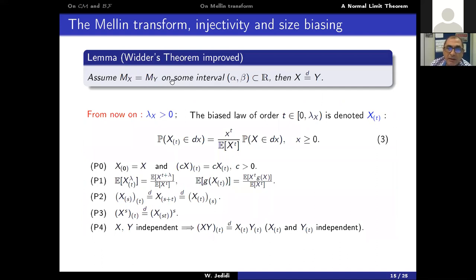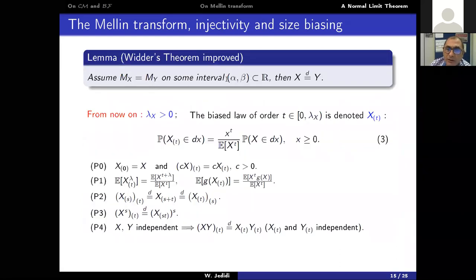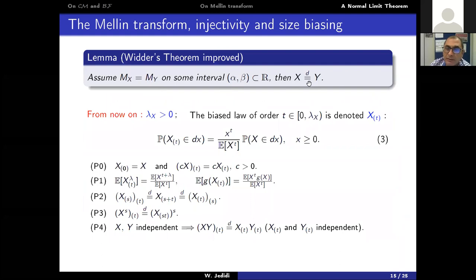Actually, we improved a little bit Widder's result, and it's enough for the two Mellin transforms to coincide on a very small interval in order to get equality in law for the two distributions, using an argument like the preceding. You can even go further, and it's enough that they coincide along a sequence with nice properties, etc. Okay, I won't get into the details. I would like to get into a purely probabilistic problem.